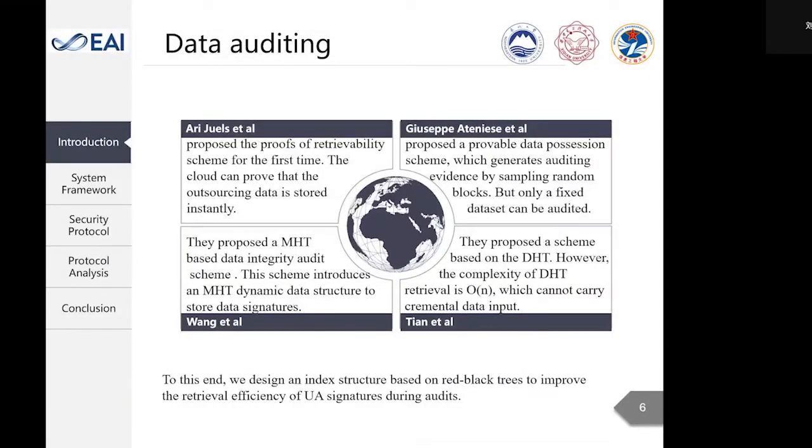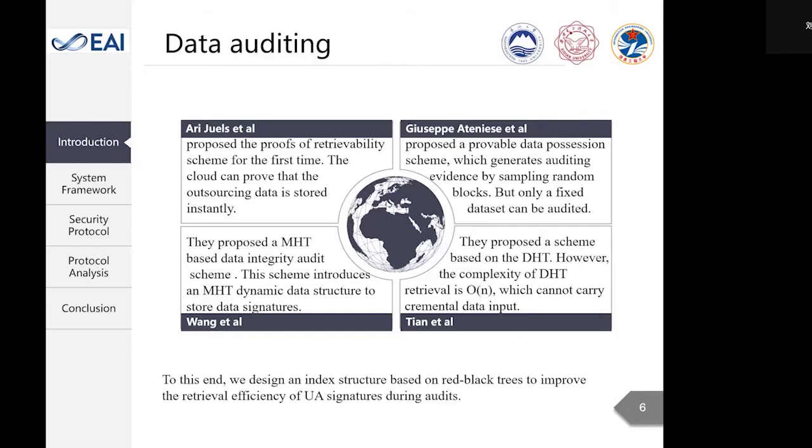The second is data auditing. Juels et al. proposed the proofs of retrievability scheme for the first time. The cloud can prove that the outsourced data is stored intact. Ateniese et al. proposed a provable data possession scheme, which generates auditing evidence by simply reading blocks, but only a fixed data set can be audited.